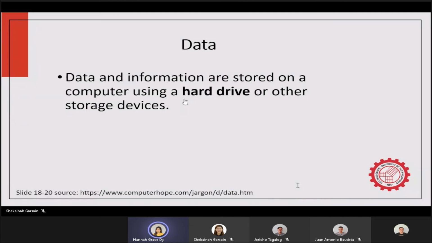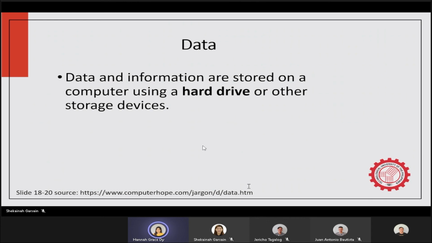So data and information are stored on a computer using a hard drive or other storage devices. So ang hard disk drive, it is the main storage in most computers. So ini-store siya because it has a lot of binary numbers. So it will be organized, moved to temporary storage, and manipulated by programs or software.